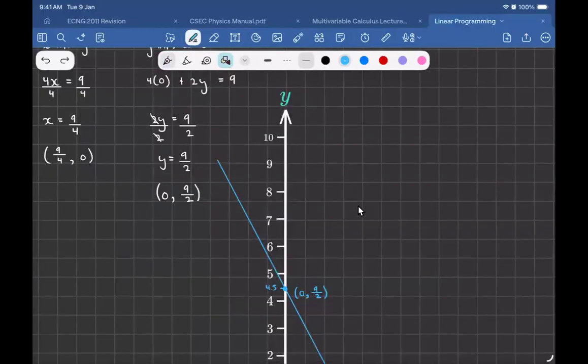Nice. Right, proceed. I want you to help me with the next one. Right, so 4x plus 2y is equal to 9. Cool.